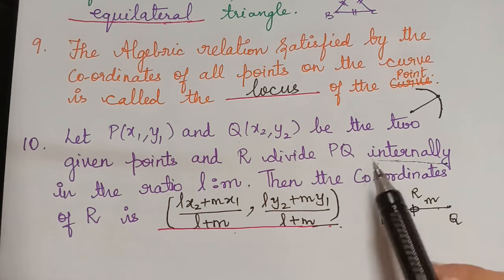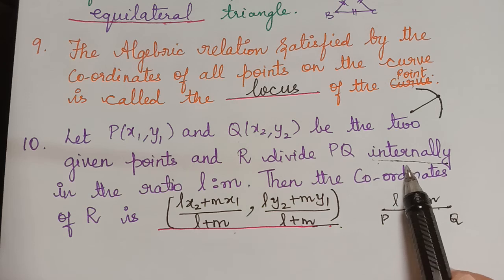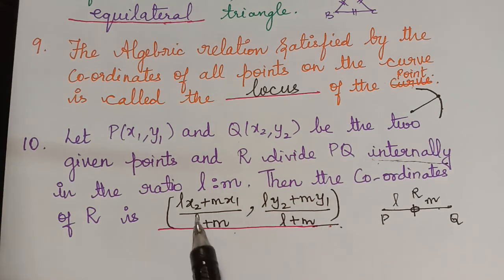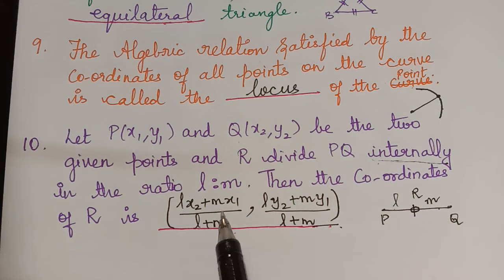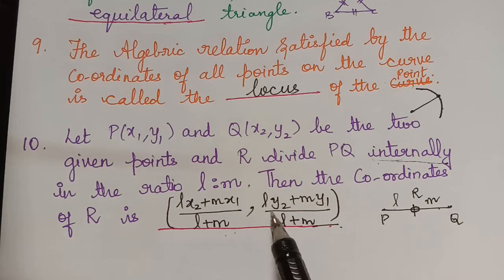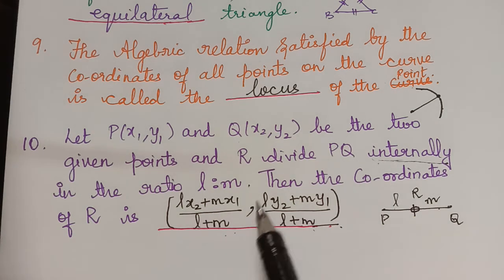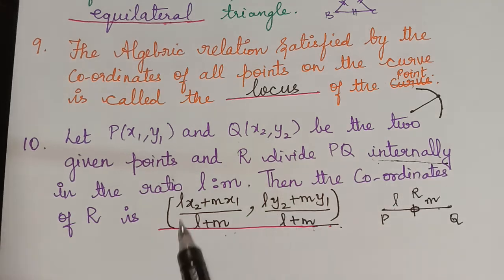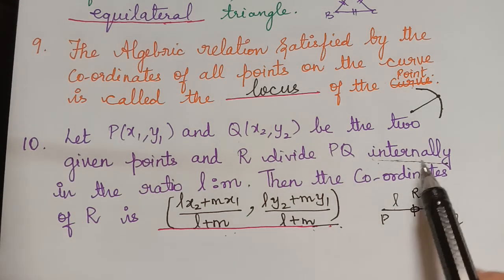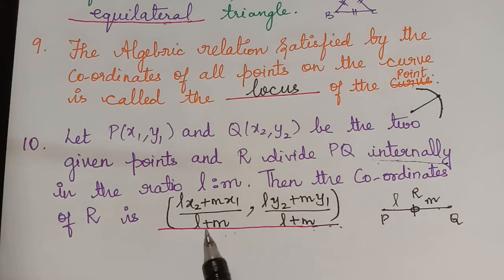If it is given that R divides PQ externally, then the formula will be (Lx2 minus Mx1) divided by (L minus M), and here you will have (Ly2 minus My1) divided by (L minus M). So if it is internally, then this is the formula. If it is externally, wherever you have plus, it will turn out to be a negative sign.